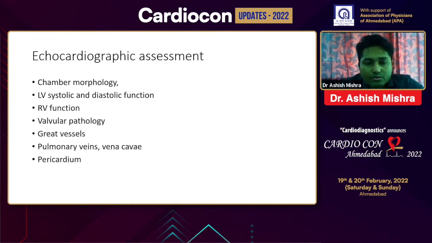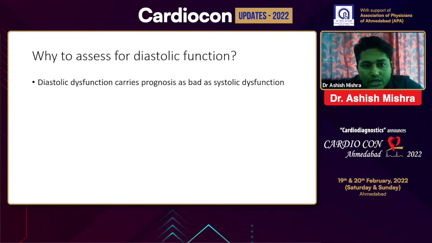Echocardiographic assessment in our case will encompass the following variables: chamber morphology, LV systolic and diastolic function, RV function, valvular pathology, great vessel assessment, assessment of the pulmonary veins and vena cava, and the pericardium. This is a comprehensive echocardiographic assessment, and we will particularly focus on the parameters for LV function, particularly LV diastolic function in our case. As we know, diastolic dysfunction carries a prognosis as bad as LV systolic dysfunction.